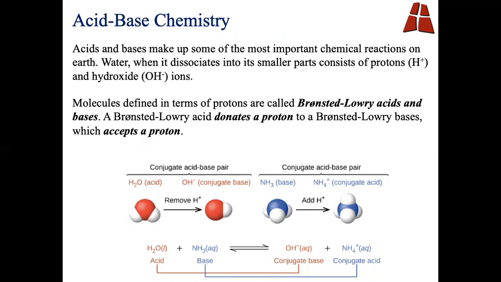And we're going to cover multiple definitions for what an acid is and what a base is. This pre-lecture is going to start with one of those definitions, called a Bronsted-Lowry acid and base. A Bronsted-Lowry acid will donate a proton, an H+, to a Bronsted-Lowry base, which will then accept a proton. In this example, water, if it were to donate a proton to another water, would form hydroxide. In this case, ammonia is acting as a base and forms ammonium, so that is acting as a conjugate acid.